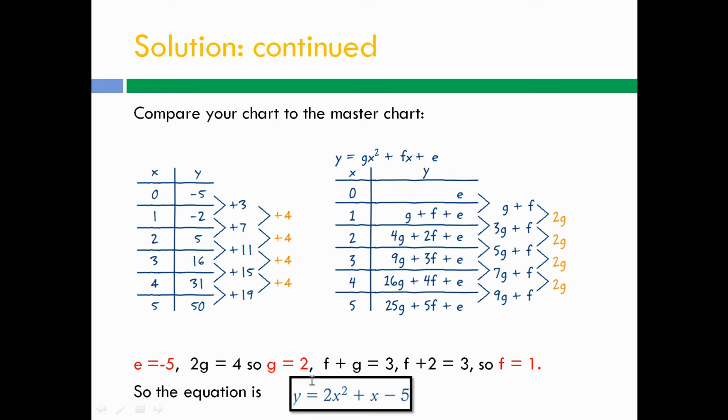Once I have all three values, I need to remember the general form. The general equation looks like this: y equals gx squared plus fx plus e. So g is 2, plug 2 in there. F is 1, so you plug it in there, or you don't have to. And e is -5, you put it in there, and this would be the quadratic formula: y equals 2x squared plus x minus 5.